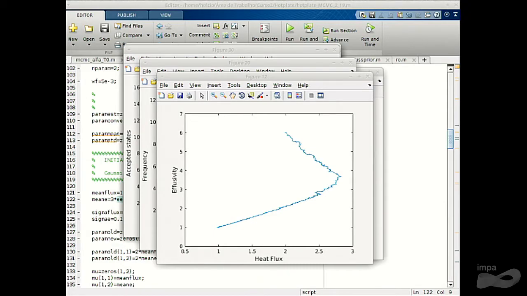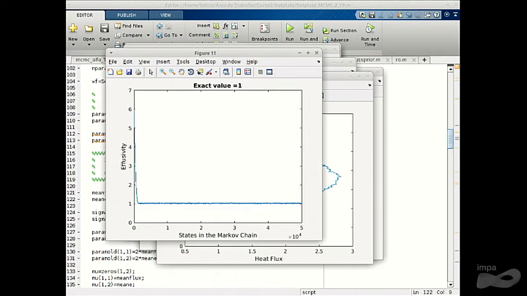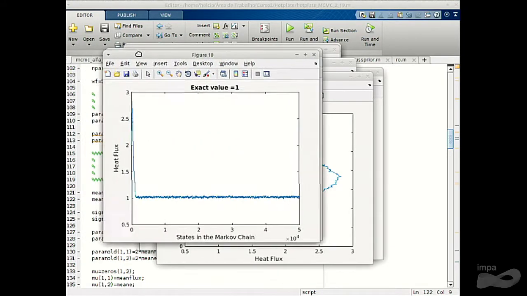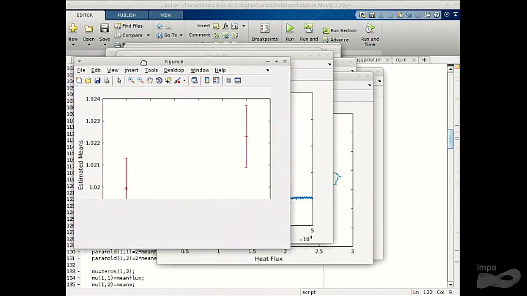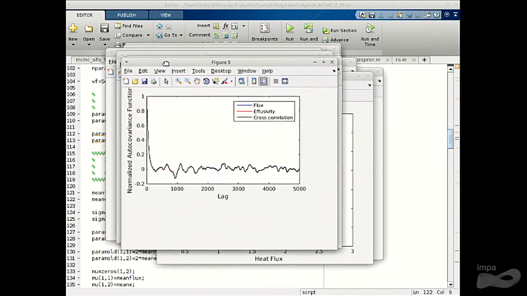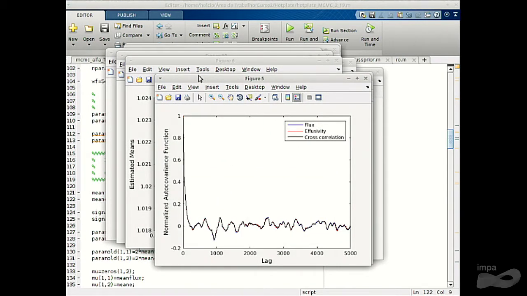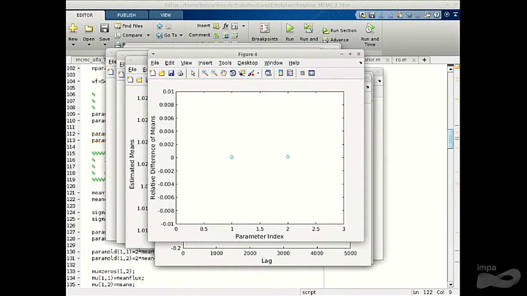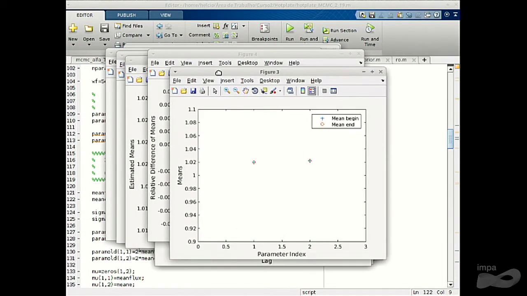This is the chain for the effusivity, the chain for the heat flux, the estimated means, which look nice. Again, the normalized autocovariance functions, and also the cross-correlation, which are identical because the parameters are fully correlated. The relative difference between the means at the beginning and at the end of the Markov chain, which is very nice, okay?